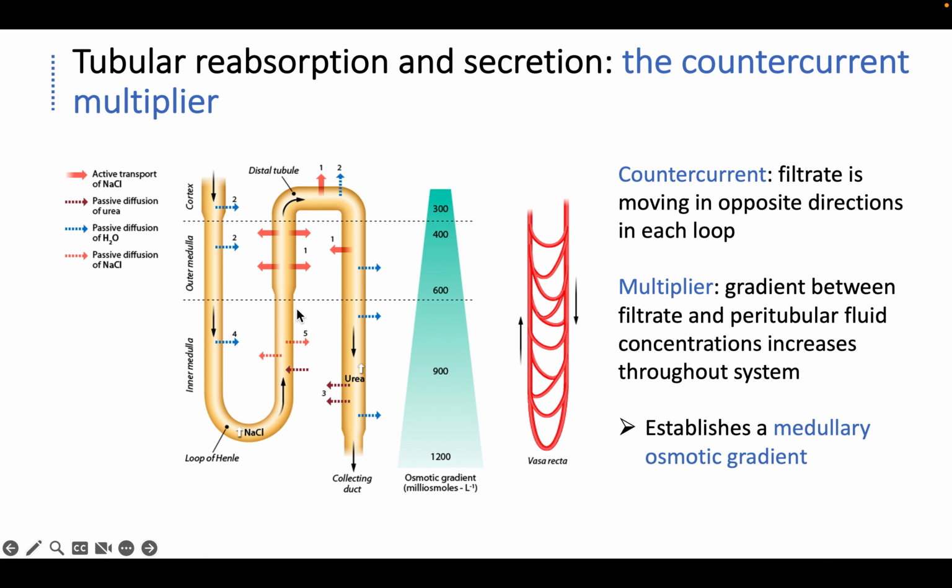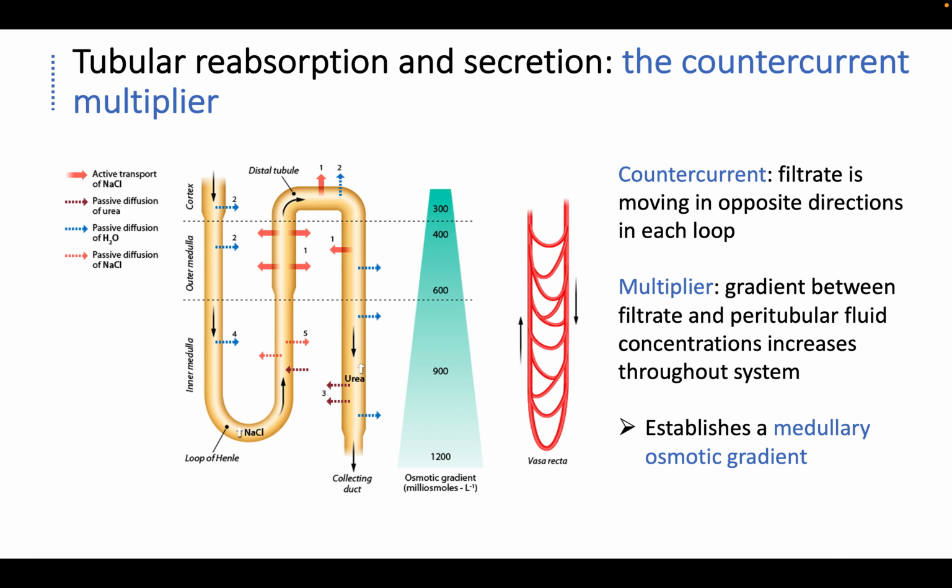All right. So to look at this term, countercurrent multiplication. Countercurrent refers to the flow of the filtrate moving in opposite directions. Right. So you have filtrate moving down in the descending limb. You then have it moving up toward the cortex in the ascending limb. All right, so that's the countercurrent, relatively straightforward.